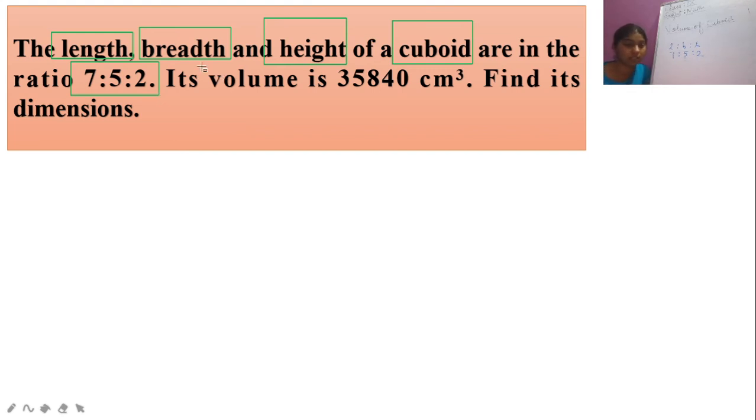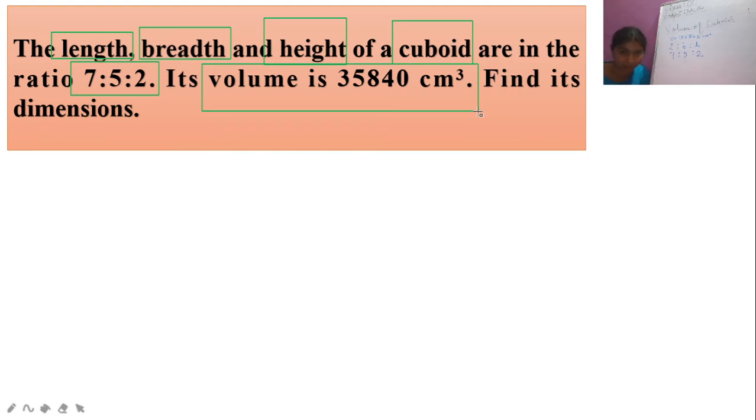Next you can see the volume is given to you. What is given to you? The volume, that is 35,840 centimeter cube, right? So we have a volume, but we don't have the values for length and breadth, only in the form of a ratio. So students, you have to find out its dimensions.